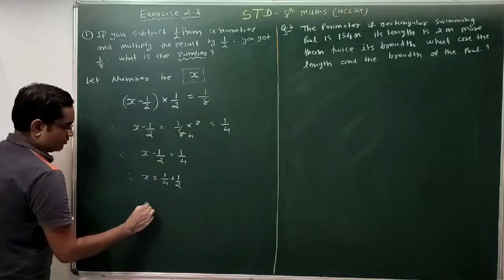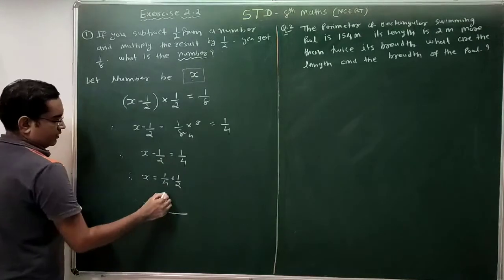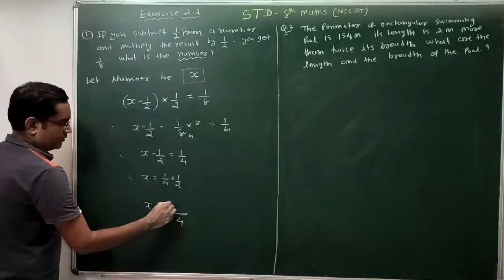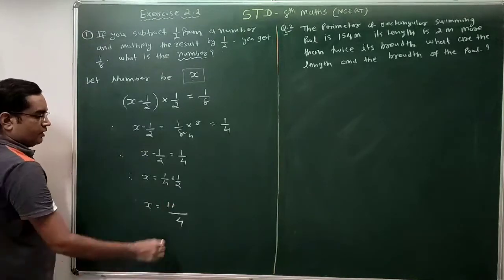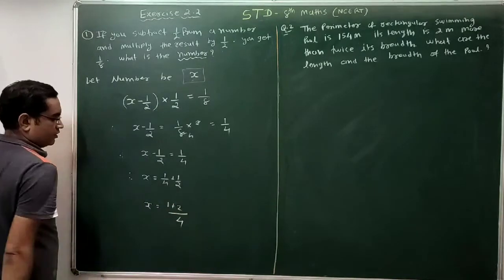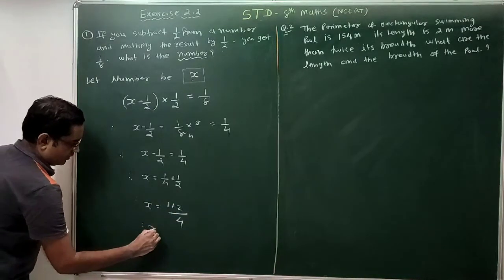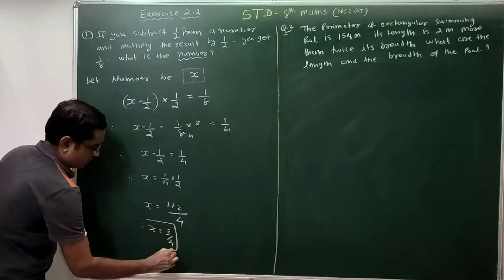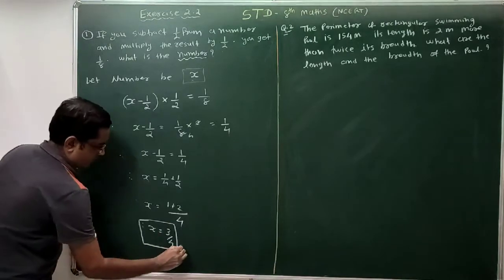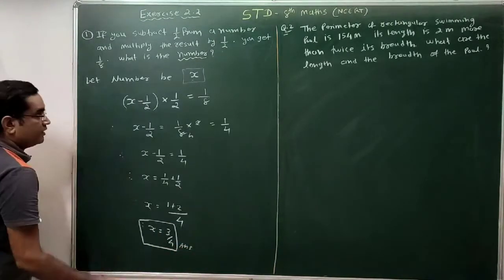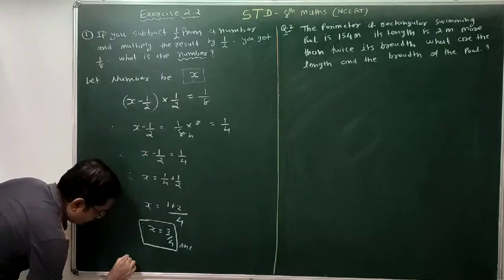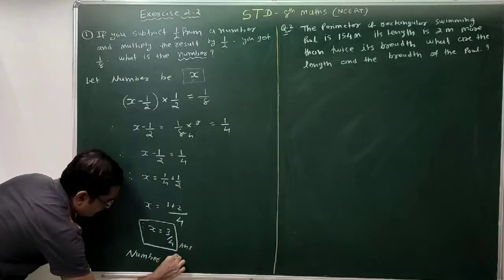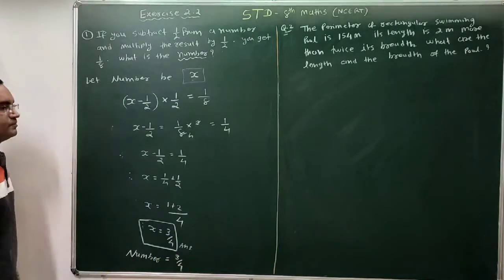Simplification. To find the x, you take the LCM of 4 and 2, which is 4. So 4 ones are 4, which is 1, and 2 twos are 4, so this is 2, and therefore x equal to 3 by 4. This 3 by 4 is our answer. So you have to write the answer. What is the number? So you have to write: therefore, the number is 3 by 4.